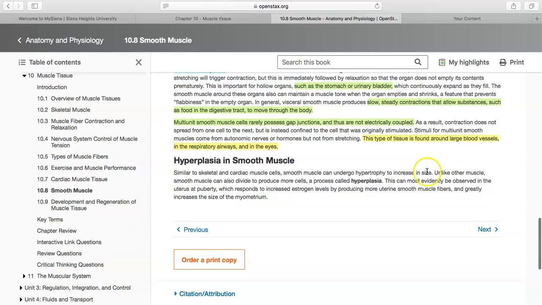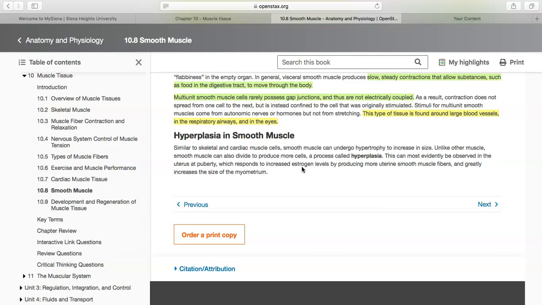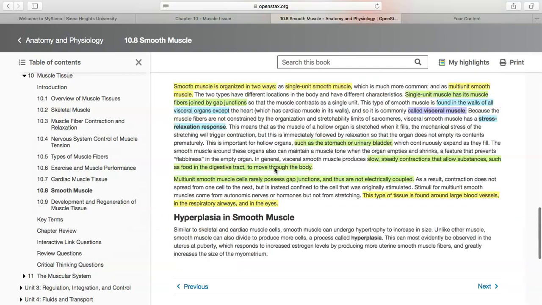The last thing I want to talk about is hyperplasia. Similar to what you'll find in skeletal and cardiac muscle cells, there's hypertrophy, which is the increase in size, but unlike other muscle, smooth muscle can also divide and produce more cells. So instead of just the cells getting larger, you can actually make more cells in this type of muscle, and that's called hyperplasia. That is most evidently observed in the uterus at puberty, which responds to increased estrogen levels, the female sex hormone, and it'll produce more uterine smooth muscle fibers, which will greatly increase the size of the myometrium.